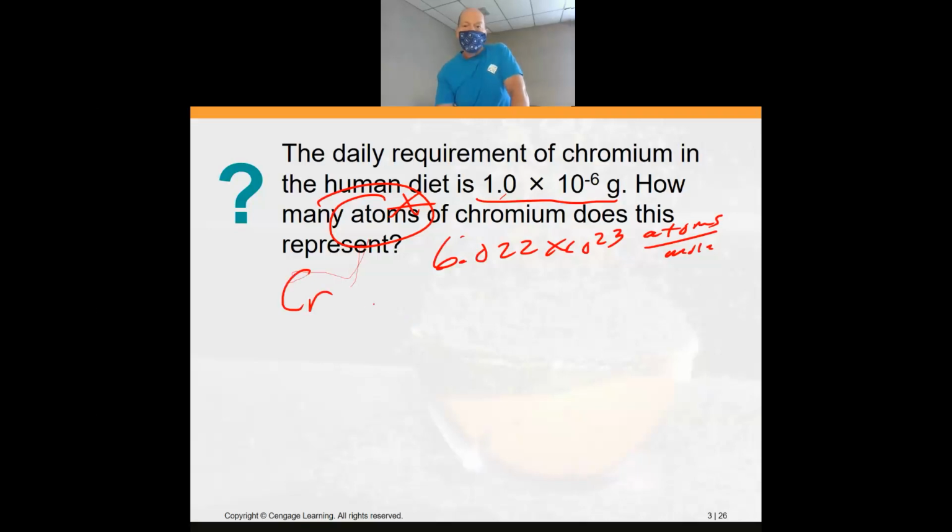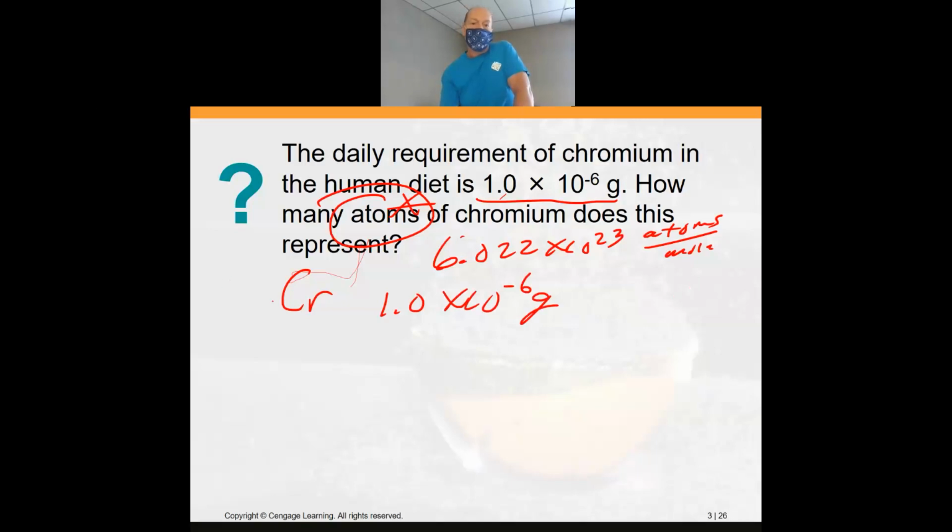All right, and we have, so an atom is one thing. So a molecule would be like molecules of water, molecules of nitric acid. Atoms are going to be of elements. We have an atom of chromium, we have an atom of iron, whatever. So this one is chromium, and we have 1.0 times 10 to the minus 6 grams.